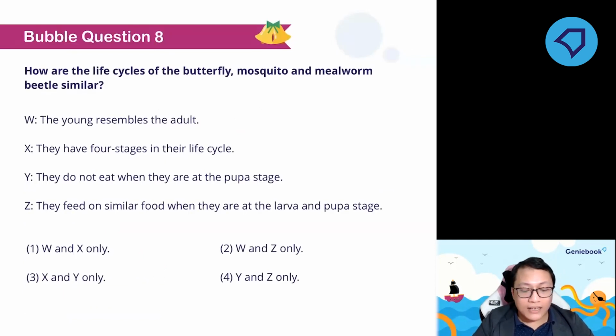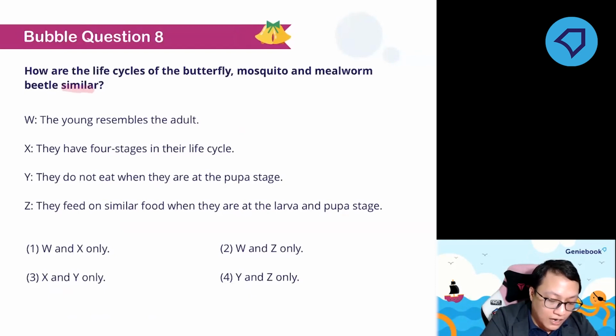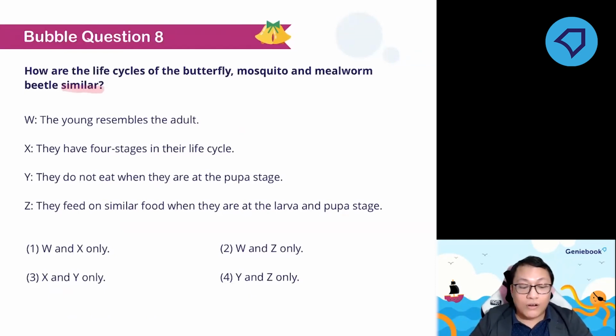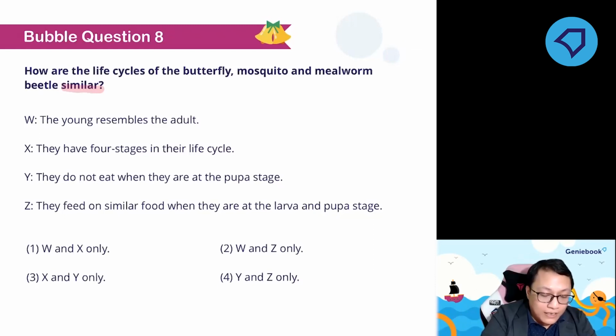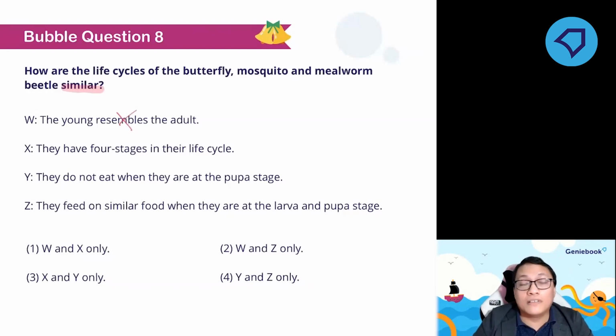So for number 8, how are the life cycles of butterfly, mosquito, and mealworm beetle similar? Okay, so I want you to choose the correct ones. Okay, so the correct comparison. Yeah, so the insects, on the other hand, have an exoskeleton to protect the body. Which one? Okay, so the young resemble the adult. Is it true for all these 3 organisms?